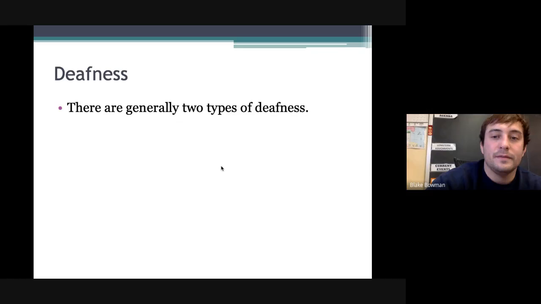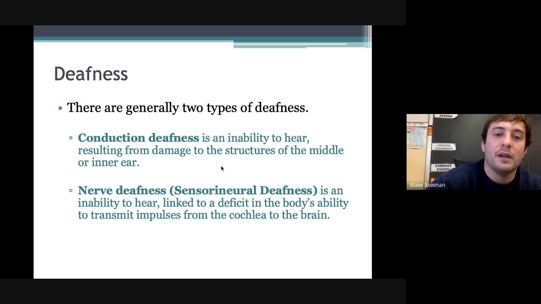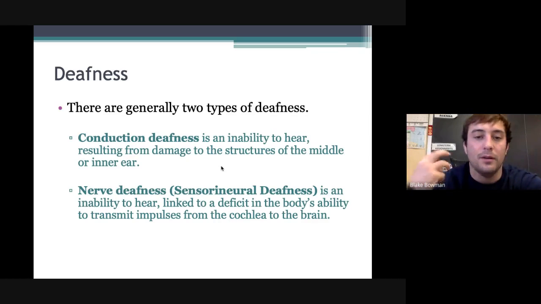All right, so deafness. There are two different types of deafness. Conduction deafness is an inability to hear resulting from damage to structures in the middle of the ear. This might be something that happens if you're in a car accident, or a lot of fighters especially receive this because of blows to the ear. If you received any types of damage to the inner ear, that's kind of how you receive conduction deafness. That's only if you're injured some way or somehow, if there's an inability, like let's say the bones in the middle ear somehow break, or your eardrum is burst.